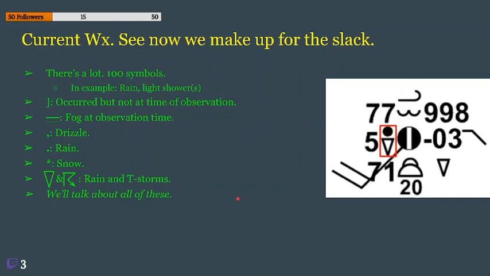Some brief notes here: with a bracket, the event occurred but not at the time of observation. Two lines, or this kind of symbol here, would be a kind of fog at observation time. Large commas are used for drizzle. Large period is used for rain. Asterisks for snow. An elongated triangle is used for rain, and a geometric R with an arrow at the end is thunderstorms. And we will be talking about all these.